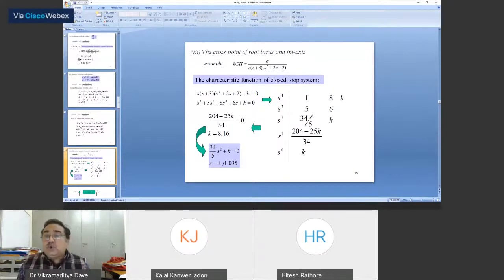Then comes the crossing point of the root locus with the imaginary axis. For that purpose we will use the Routh stability criterion. As I already gave you some numericals yesterday, where I explained how to find the marginal value of k, this marginal value of k will be utilized here. First of all, form the Routh array from the characteristic equation. Then apply the condition that the first column should be greater than 0 for the system to be stable. From that limiting condition, I come out with k as 8.16, and I will also come to know at what location.